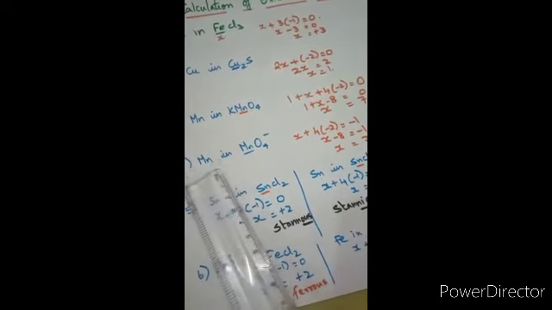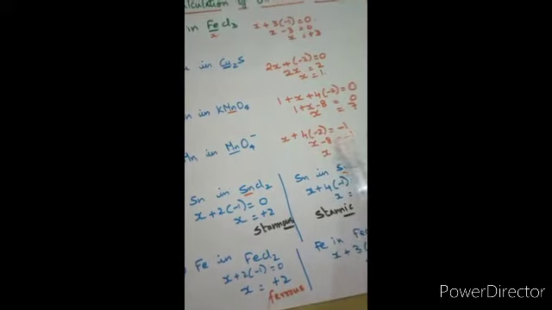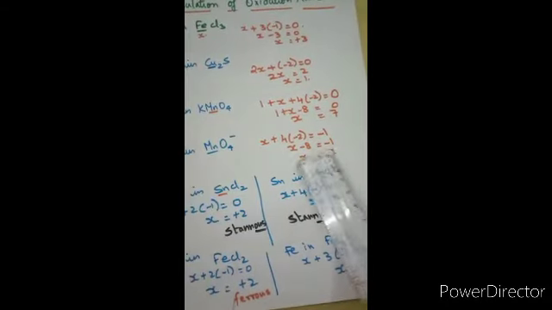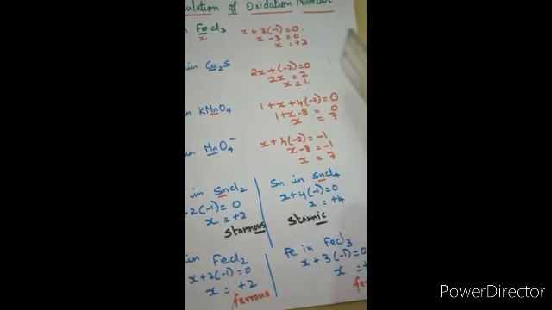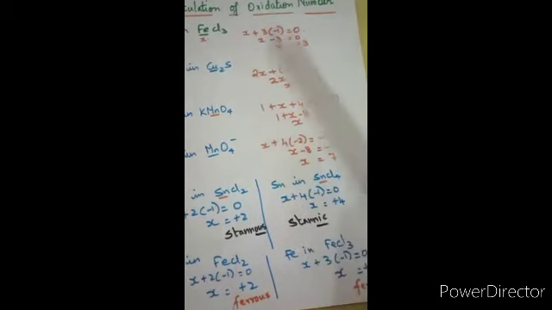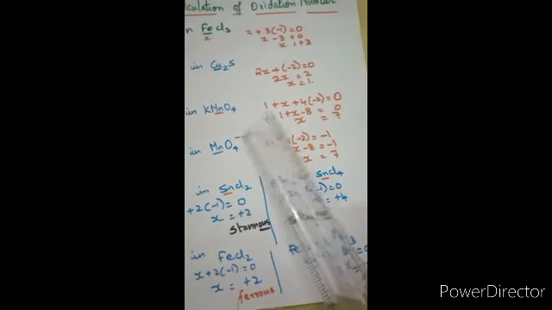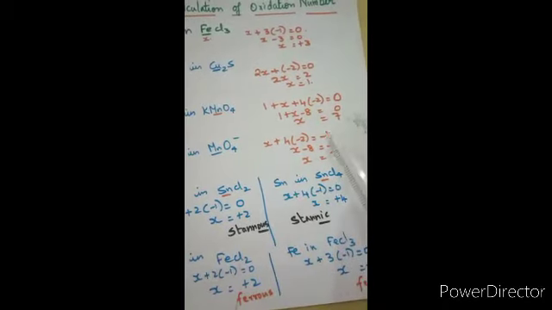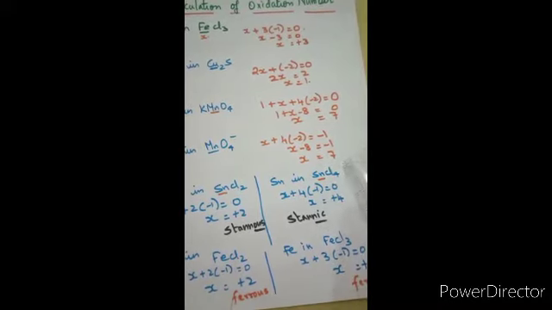Calculate the oxidation number of manganese in the MnO4 minus permanganate ion. So X plus 4 times -2. If you see in this particular question, it is -1 on the right hand side. In all the previous compounds it was 0 because those were neutral compounds. Here it is an ion, a charged ion. So it is -1. This -1 is put on the right hand side. So X is equal to 7.